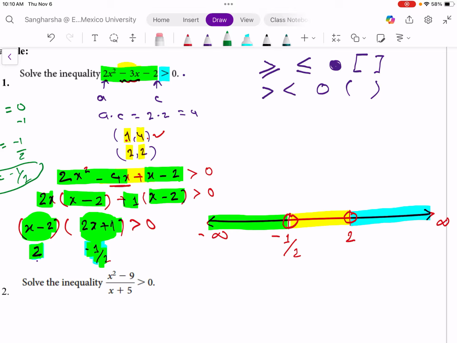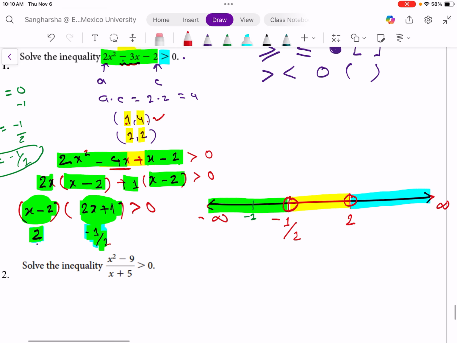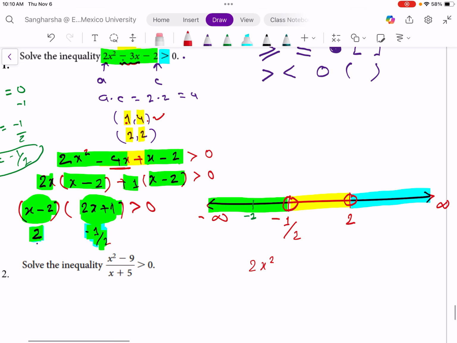Now let's take a number from each interval. What number do you want to take from this first interval? What number do you want to test? Just pick one number from this green region. Negative 2. Okay, so negative 2 is here. Now is negative 2 a solution for this inequality? We take that inequality, 2x squared minus 3x minus 2 greater than 0. We replace every x by that testing number. You do not need to show work here. You can do it on your calculator or in your head.